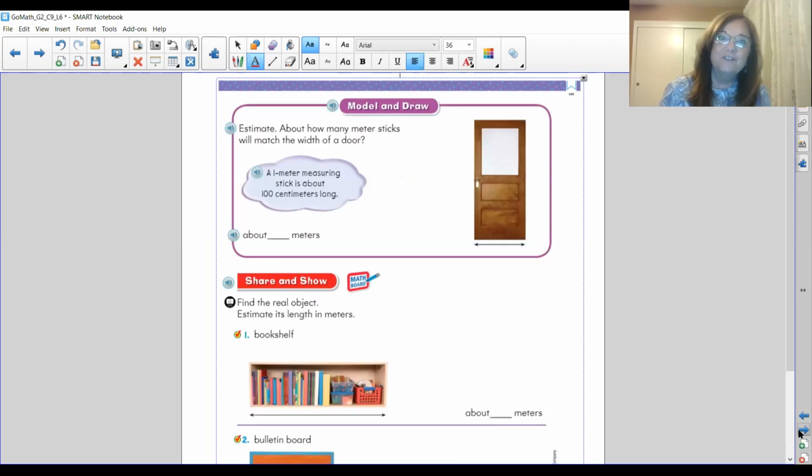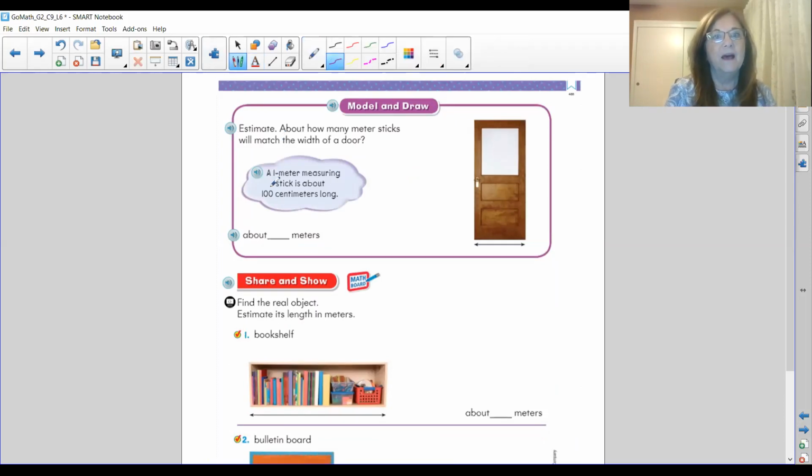We are going to continue to estimate. Estimate about how many meter sticks will match the width of the door. Now, there's a new word for us. I want us to pay attention to width. Width means wide, how wide something is. And length means how long something is. Length usually means the longer part.